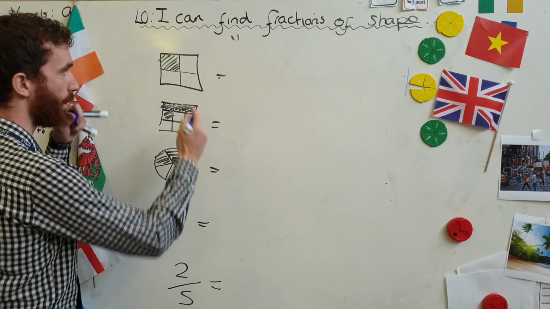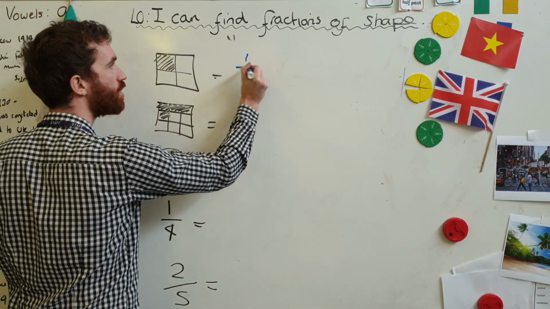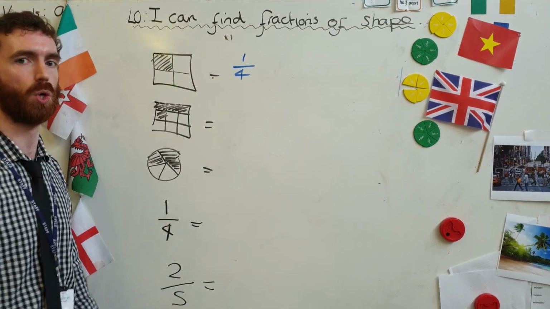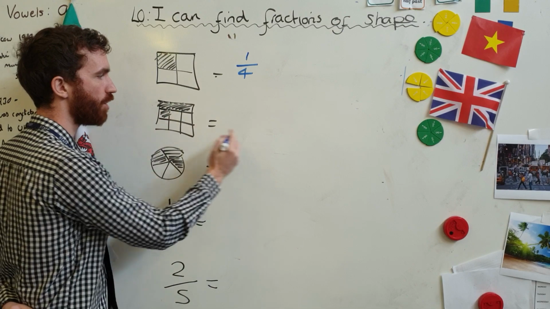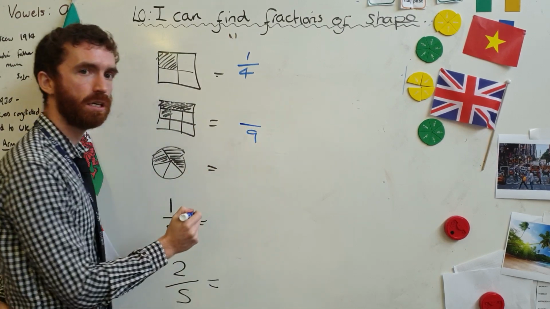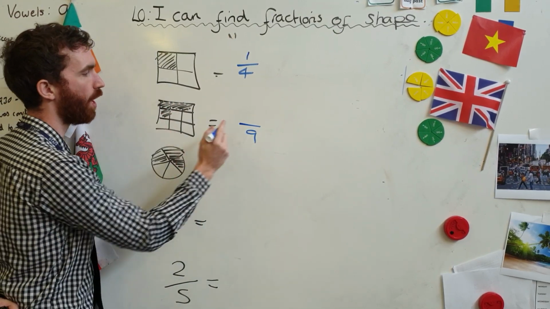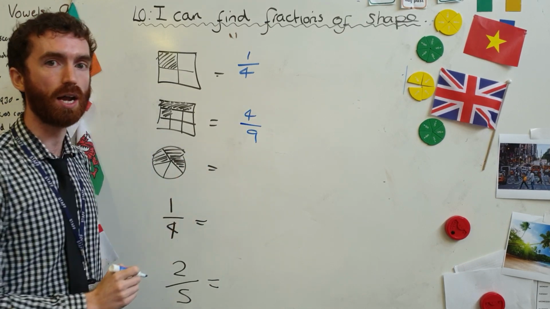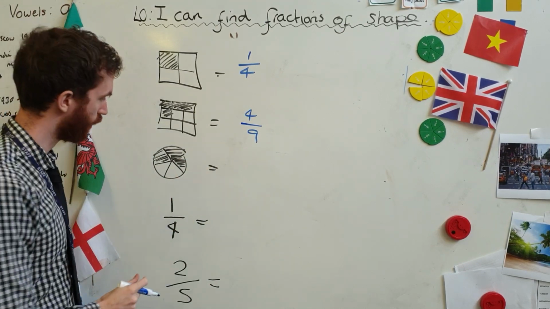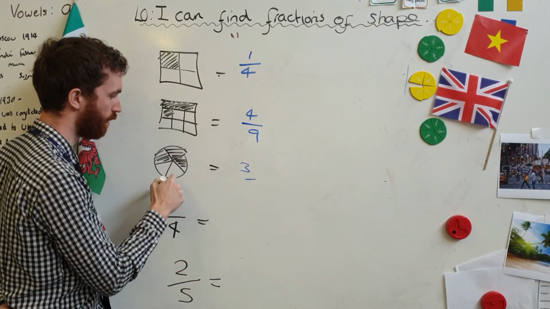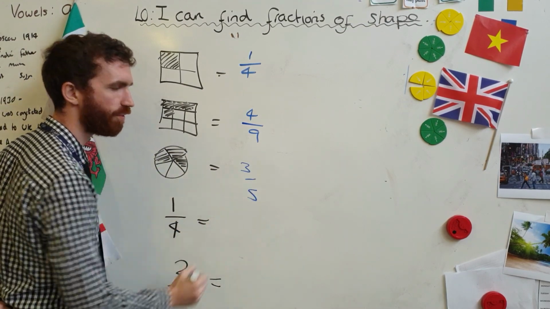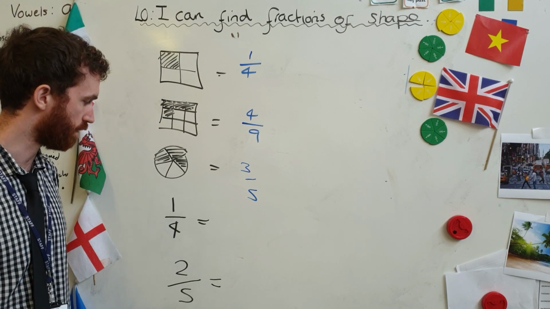Right, the top one, I've got 1 out of 4 pieces in that shape, so a quarter of the shape has been shaded. For the second one, I know 3 by 3 is going to be out of 9, and I've got 1, 2, 3, 4 out of 9 shaded. 4/9 of that shape is shaded. Here I've got 1, 2, 3 out of, how many pieces were there? 4, 5, out of 5, 3/5 were shaded.